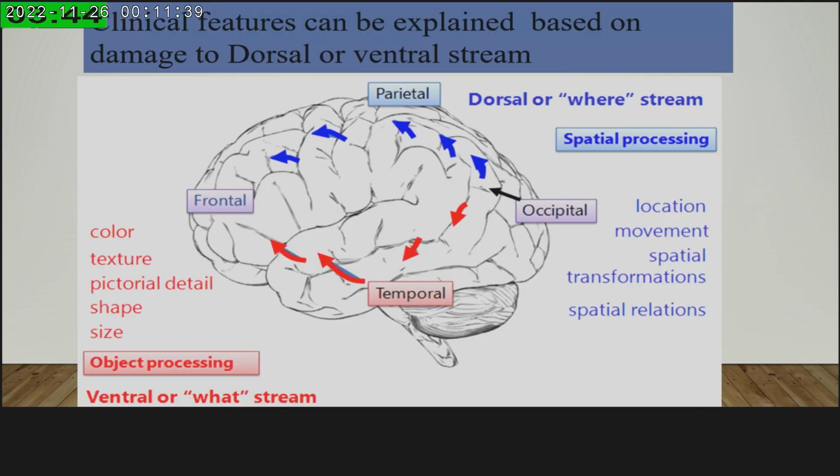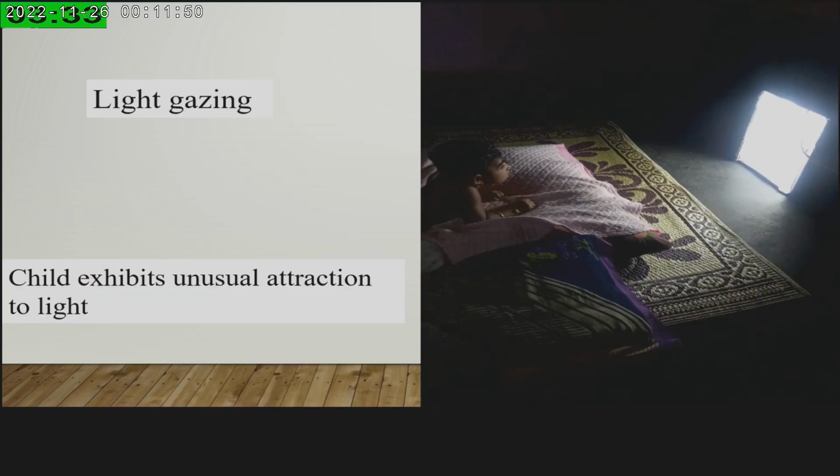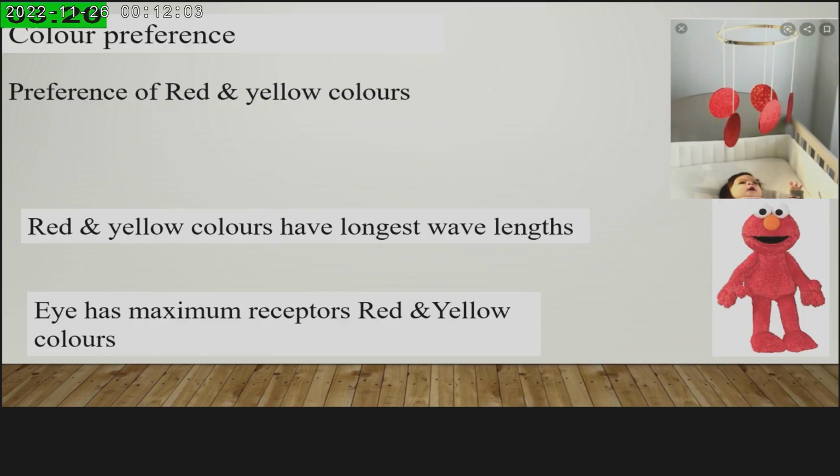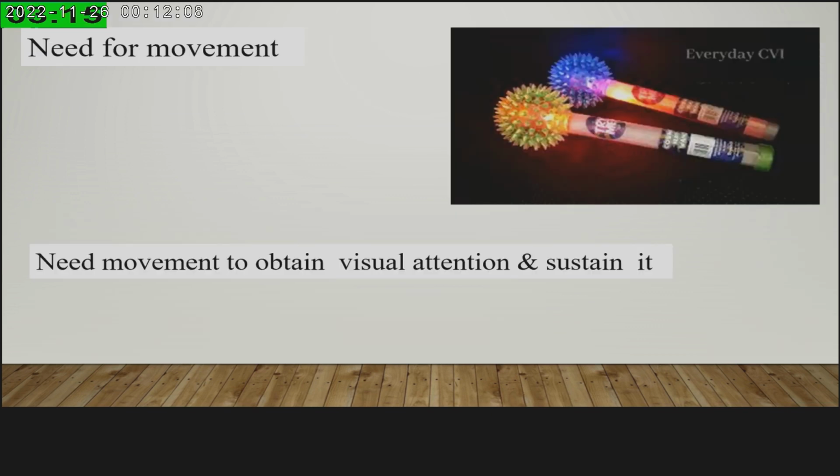So all these can be explained by the damage to the where stream or the what stream, which Dr. Mali has already said. So usually these children will not look at your face. They are uninterested in the surroundings, but they show a particular attraction to bright light, and they have an unpurposeful light gazing phenomenon. They have certain preferred colors, red and yellow usually, and they need movement to obtain attention and sustain it.